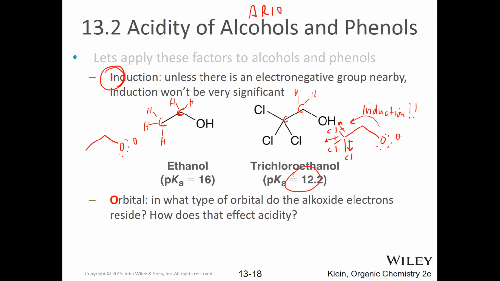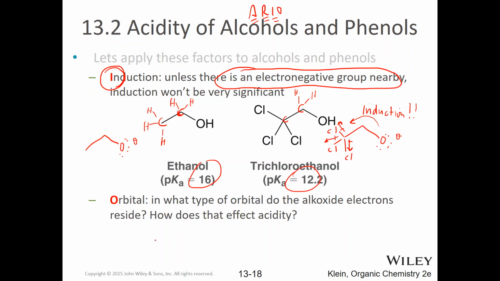Well, we look at the pKa's. Wow. Big deal. Look at that. It's off by an order of over 1,000, right? So trichloroethanol is over 1,000 times stronger of an acid than ethanol. So induction is a big deal if there's an electronegative group nearby. And in this case, if you've got 3 electronegative groups, and they're as electronegative as chlorine is, then you get an increase by over 3 orders of magnitude in acidity. Okay? So we've taken care of atoms, we've taken care of resonance, now we've talked about induction.